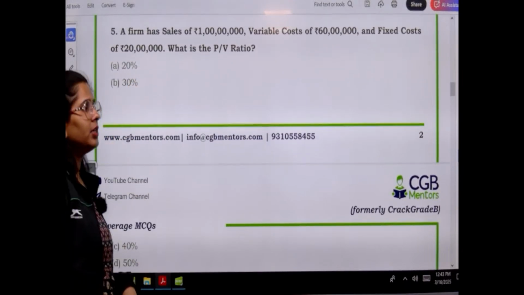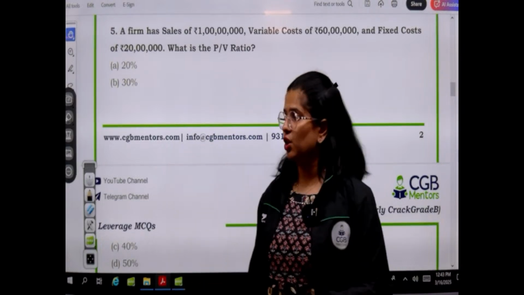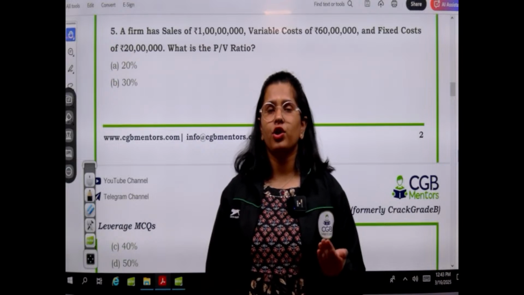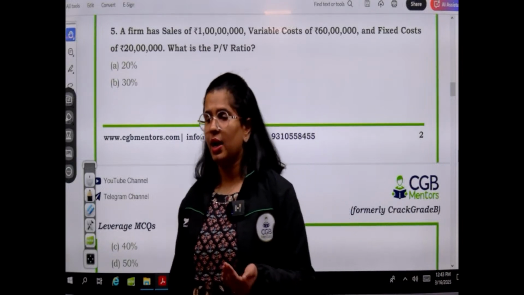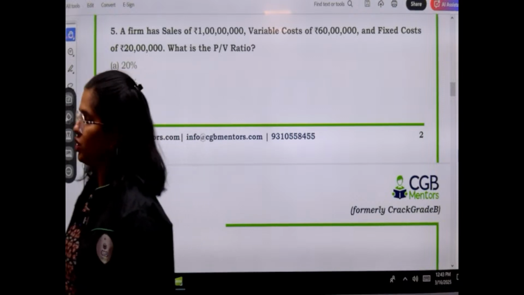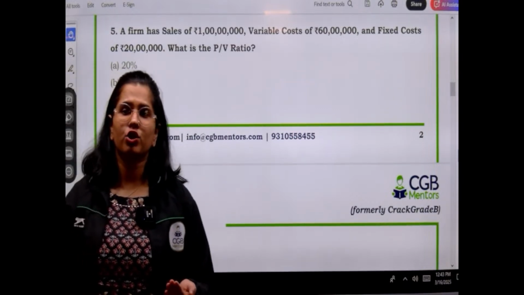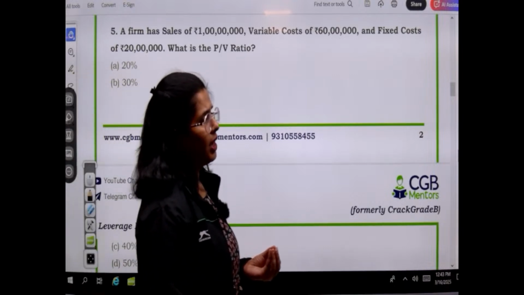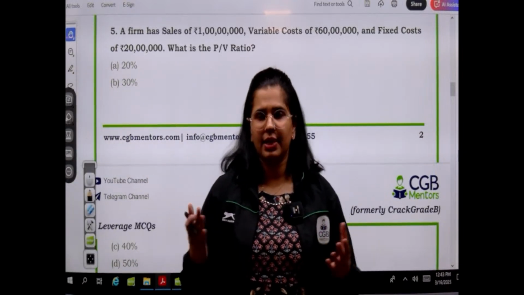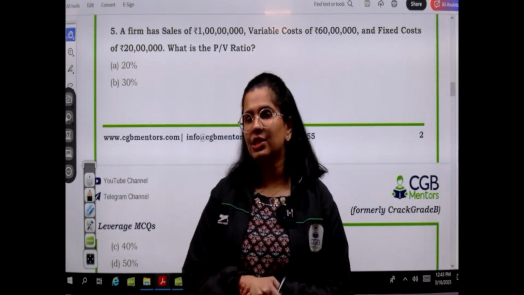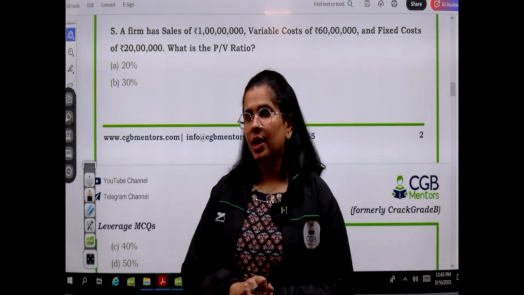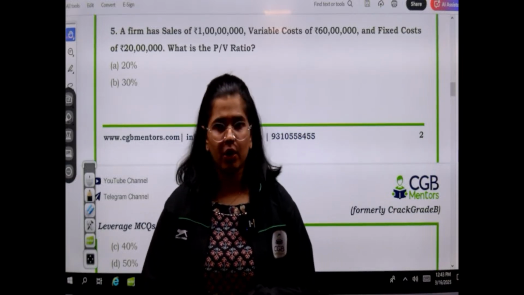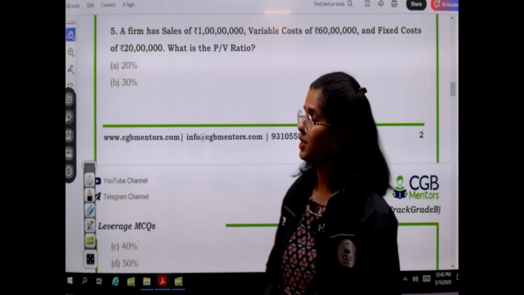Next is a bit different: they have asked you the PV ratio. It is very important that when we are discussing leverage, we also know what we mean by PV ratio. So what is PV ratio? Contribution divided by sales multiplied by 100. It means what gross profit you are earning. Although gross profit and contribution are not exactly the same terms, sales less variable cost, the profit you are generating over and above your variable cost, is what your PV ratio signifies.